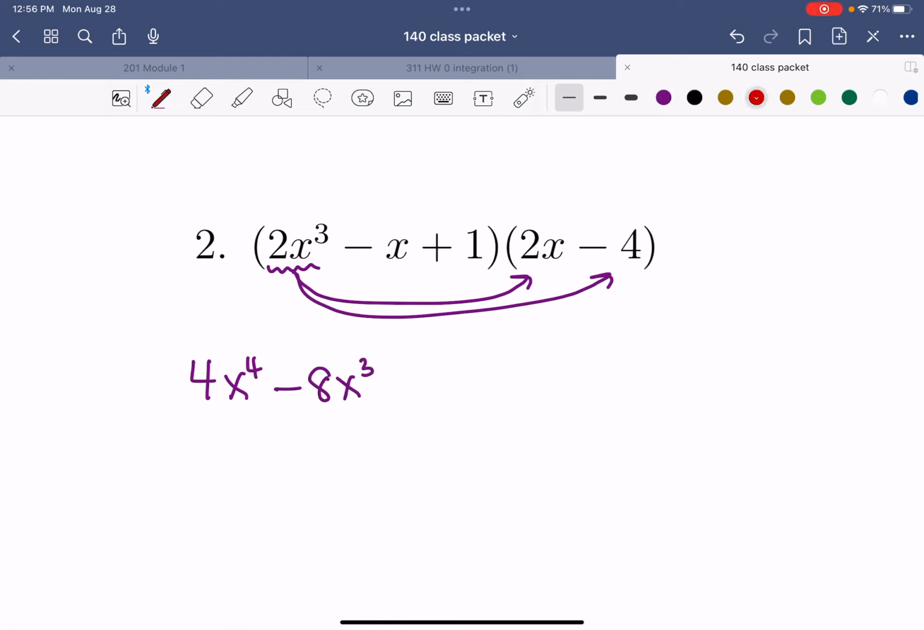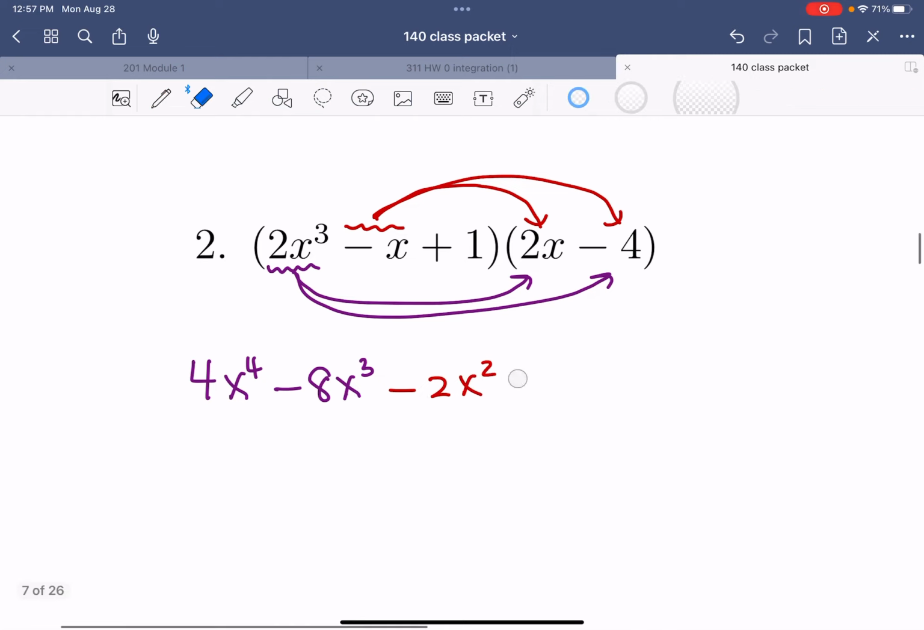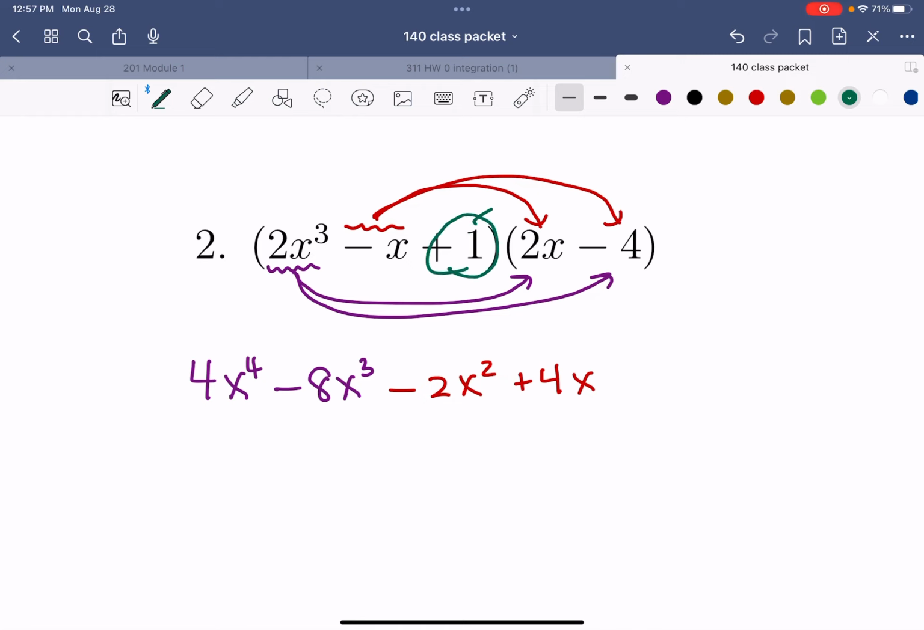Then I'm going to take the second term, so then minus x, and I'm going to distribute that to both pieces. So that will give me negative 2x squared and positive 4x. And then lastly, I'm going to take the plus 1, and I'm going to distribute that to both pieces. And that will give me plus 2x minus 4.